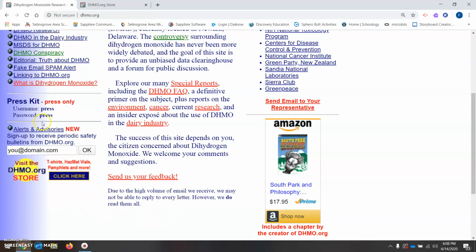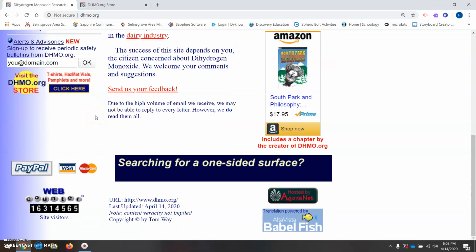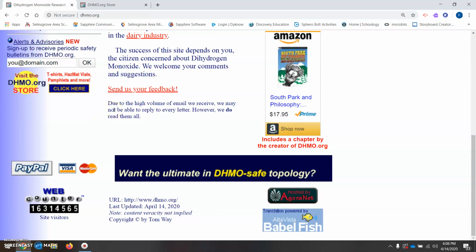All right, I like this. This cracks me up. There's an actual press kit. Username is press, password is press. So when I look at that and see that, I'm like, all right, that doesn't really seem to be very secure if your username and your password is press. That, to me, rings a bell that it's not really a good thing.